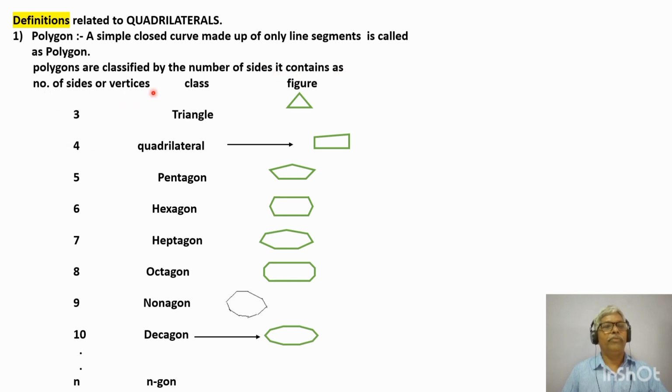See here, number of sides or vertices 3, then triangle, and this is the figure. Then 4 is quadrilateral, and this is a figure with 4 sides. 5 is pentagon, and this is a 5-sided figure. Like that, 6 hexagon, 7 heptagon, 8 octagon, and an n-gon has n sides. So this is the definition of polygon and its classes.